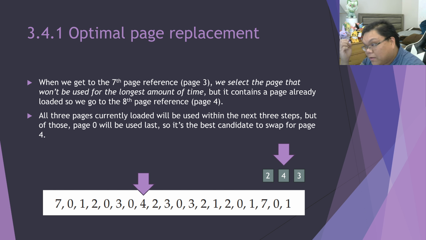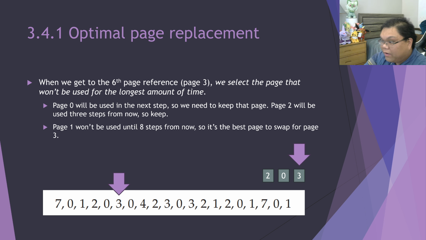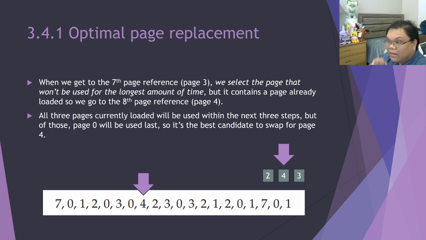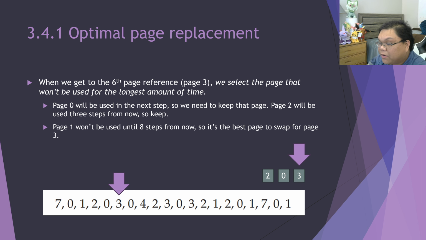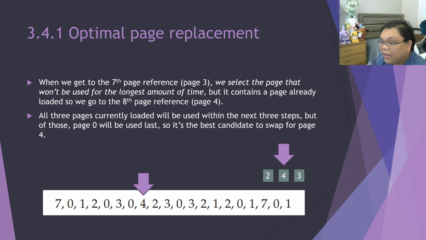When we try to load page 4, we'll notice that it's not loaded into memory, so we have to select the page that won't be used for the longest amount of time. Of those pages, 2, 0, and 3, which of these won't be used for the longest amount of time? Turns out they'll be used immediately after, but of those, page 0 will be accessed the last. That means page 0 is the best candidate, so we unload page 0 from memory and put page 4 in the place of page 0.